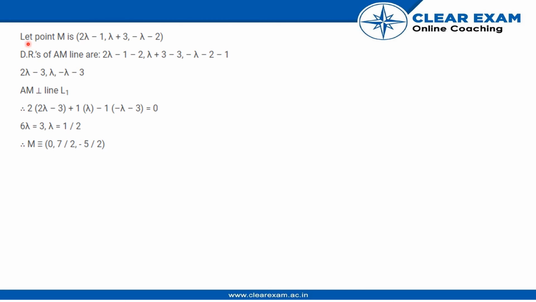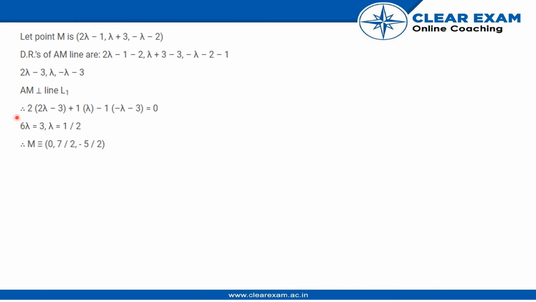Firstly, what we do is find the image of the point A. So we have point M equal to (2λ − 1, λ + 3, −λ − 2). So we have the direction ratios of the line AM as 2λ − 1 − 2, λ + 3 − 3 and −λ − 2 − 1. Therefore, line AM is perpendicular to line L1. The direction ratios of AM are 2λ − 3, λ and −λ − 3.